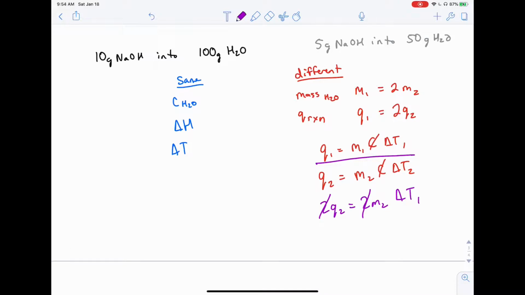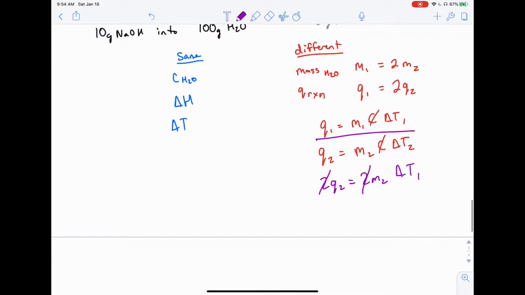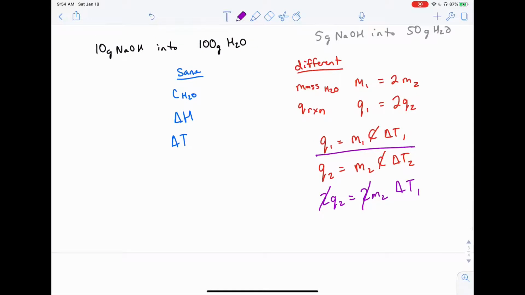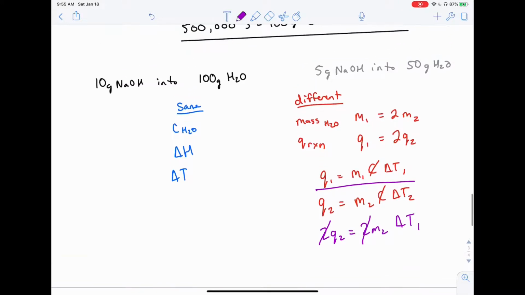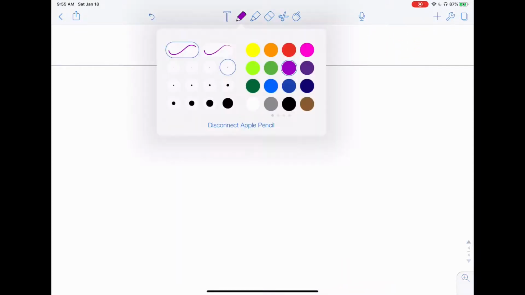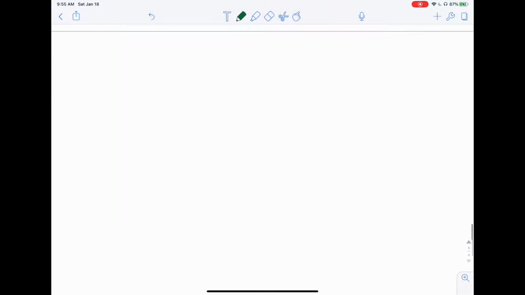Questions about that? Okay, understand the relationship between Q, M, and delta T. Good. Just making sure there's nothing else I need to write here. No, those are the main things that are consistent there. Questions about that in calorimetry before we move on? Okay, so the next section.